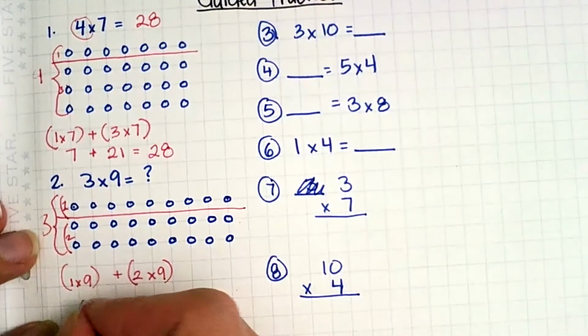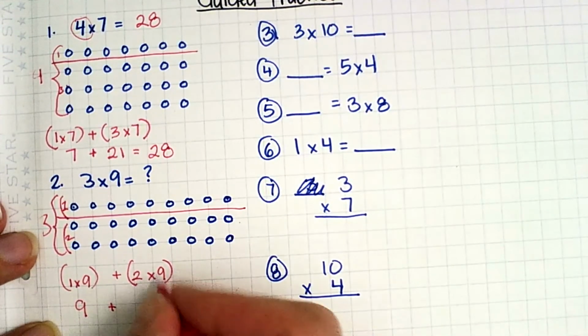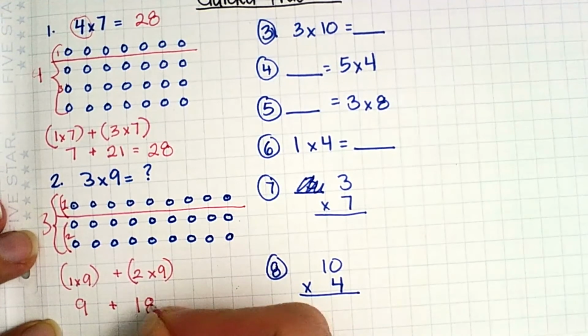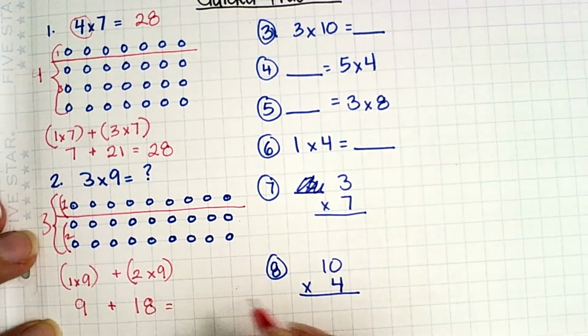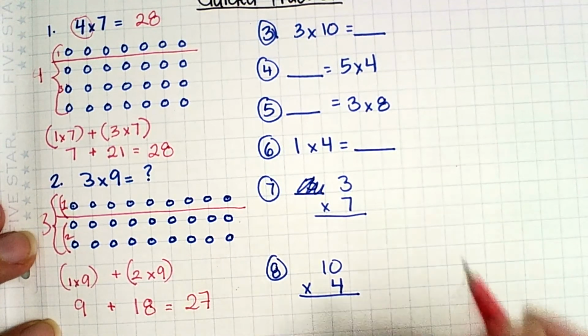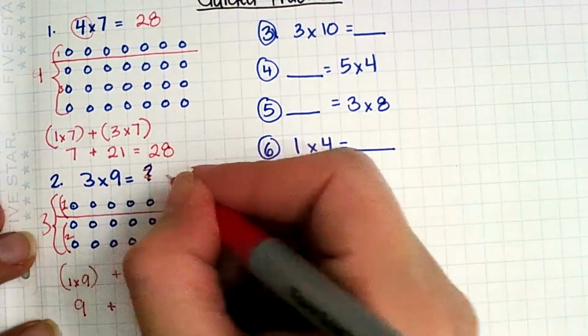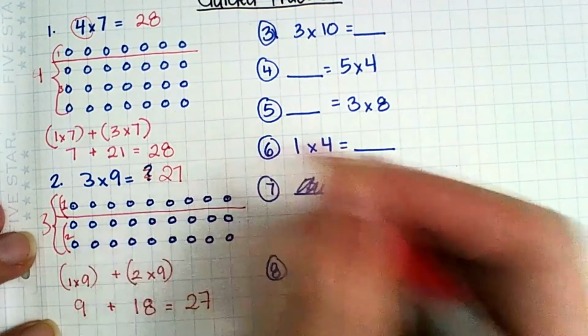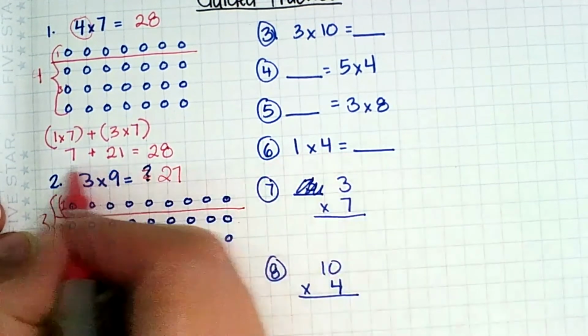Now I know 1 times 9 is equal to 9, and 2 times 9 is equal to 18. So 3 times 9 is going to be equal to 9 plus 18, which is 27. So 9 times 3, no longer a question mark. We know that our product here is 27.